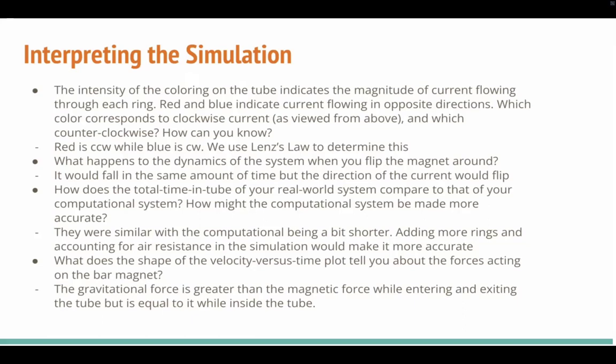How does the total time in tube of your real world system compare to that of your computational system, and how might the computational system be made more accurate? They were similar, with the computational being a bit shorter. Adding more rings and accounting for air resistance in the simulation would make it more accurate.